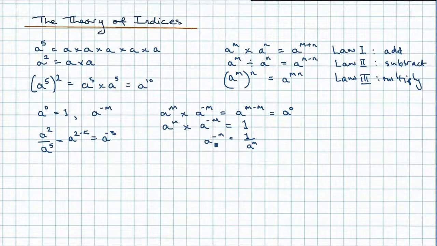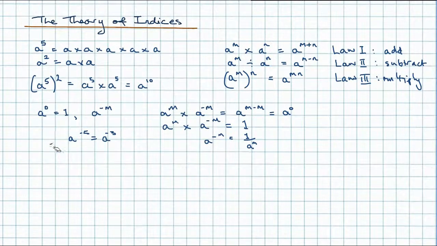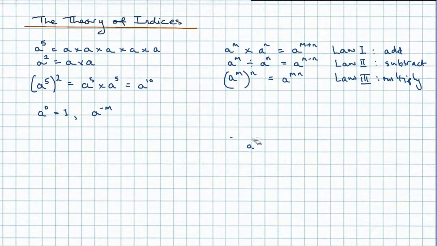Now that's interesting because it means that whenever I've got this negative, I can replace it by 1 over the base to the power of m. So we get this sort of flipping going on when we've got a to the minus m. So if we go back to our summary that we're building up here, I'm going to rewrite this a to the minus m as simply 1 over a to the m.